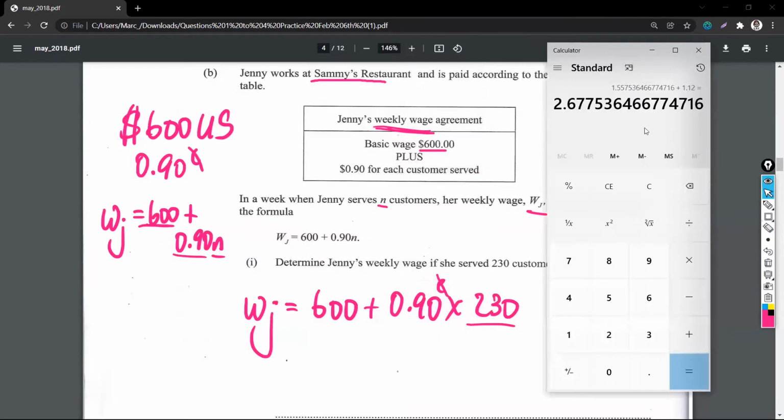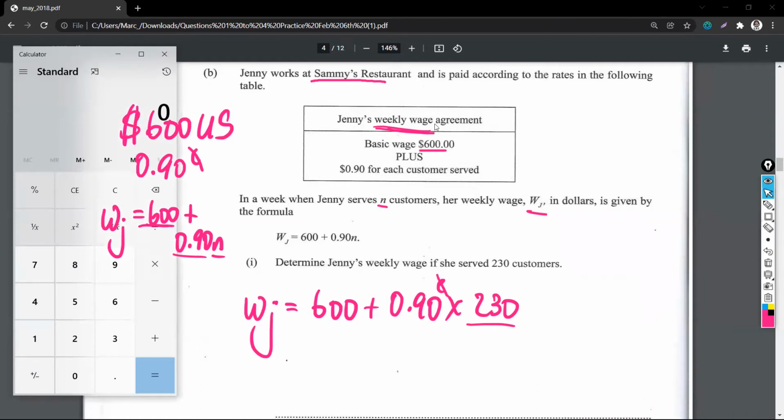But it's one of those questions, guys, where you really have to read. You have to read what it's saying and say, all right, Jenny works at a restaurant, she gets paid this per week. She gets 90 cents per customer she serves. That's how you have to do it. Make sense, guys?